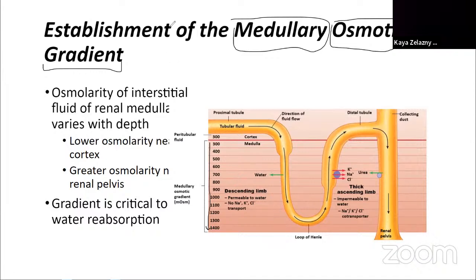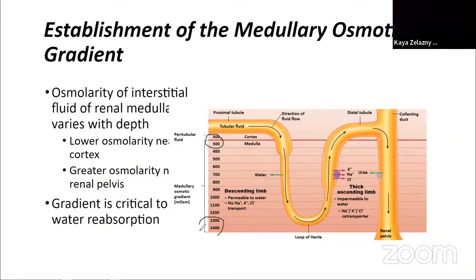So the osmolarity of the interstitial fluid of the medulla, so the fluid around the cells in this region, is going to change depending on how deep down you are. We have lower osmolarity up here by the cortex, and higher and higher osmolarity the deeper we go, down to about 1400. So the greatest osmolarity is at the deepest locations of the medulla. This gradient is going to be important for water reabsorption and water movement out of this tubule.